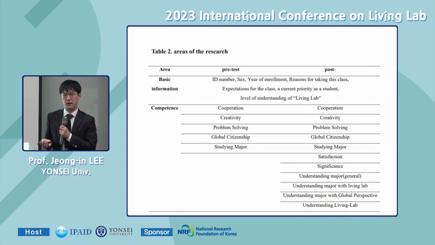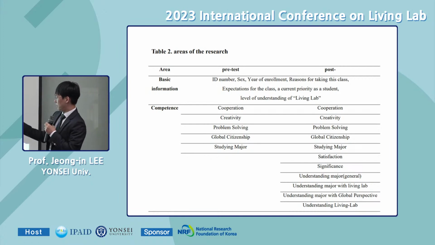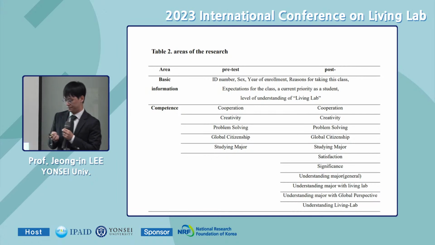We also made some additional questionnaire items. We anticipated, though not validated, that we could capture students' improvement during the class. These are understanding major, understanding major with living lab especially, understanding major with a global or local perspective, and understanding living lab itself. We also wanted to know how the students feel about living lab in a class, so we added items of satisfaction and significance.